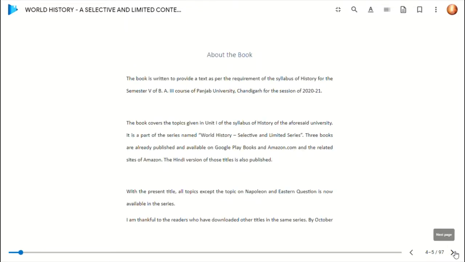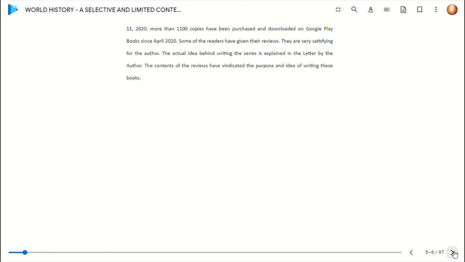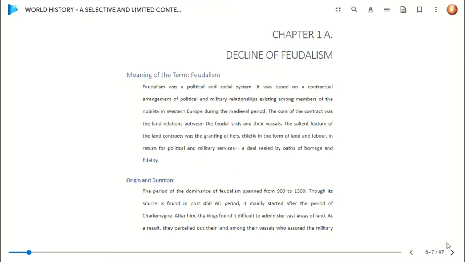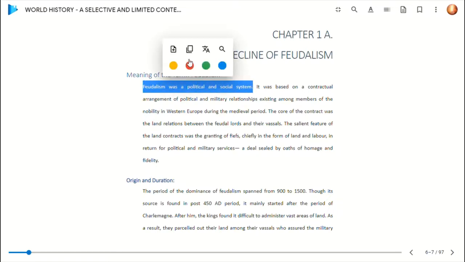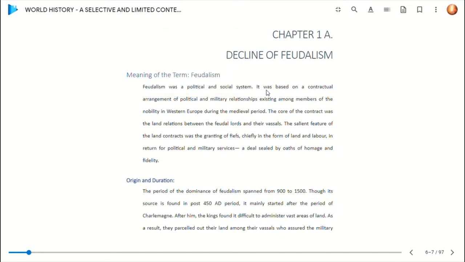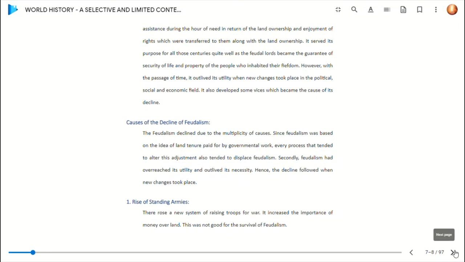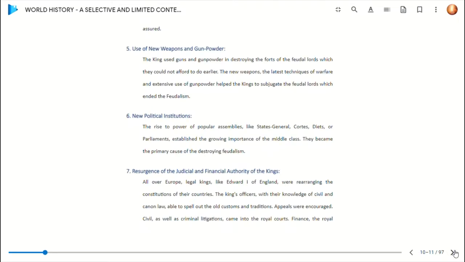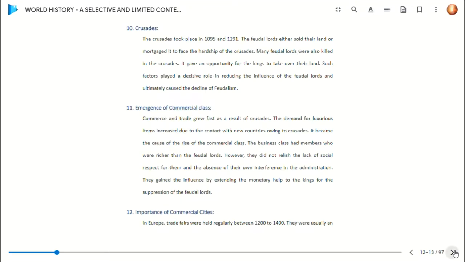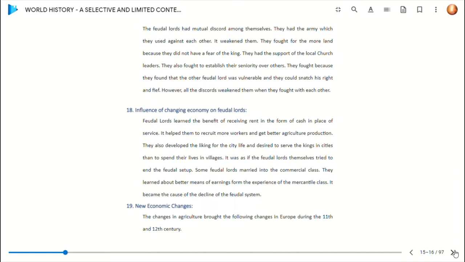You can make use of the highlights, as well as write notes on your system by selecting the lines on which you want to frame the notes. You can select the line and copy it, but only 20% of it can be copied, but you can also add notes to it. Let us check the whole book on this software. So this is the question on feudalism, wherein I have discussed 20 points of the decline of feudalism.